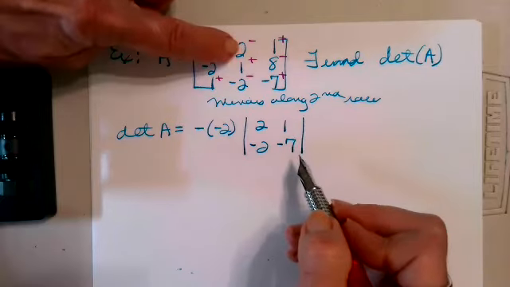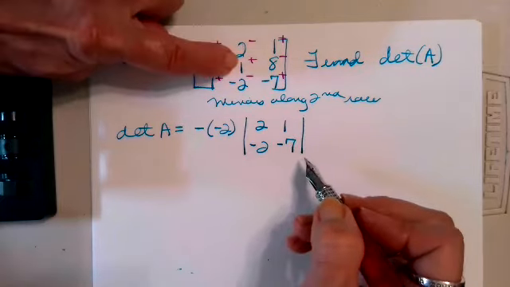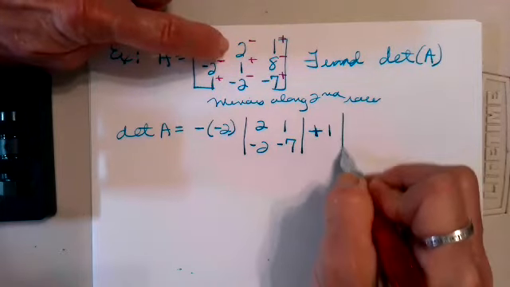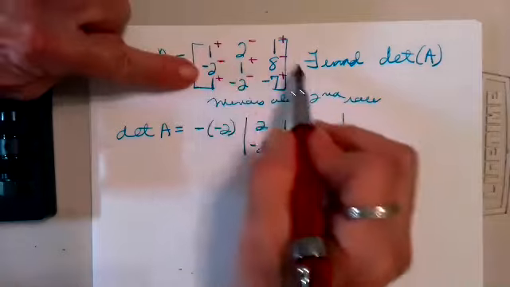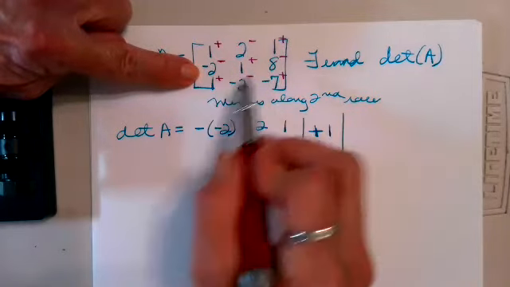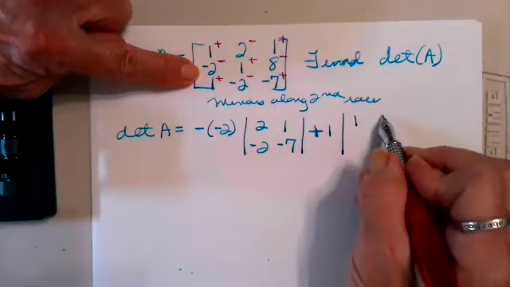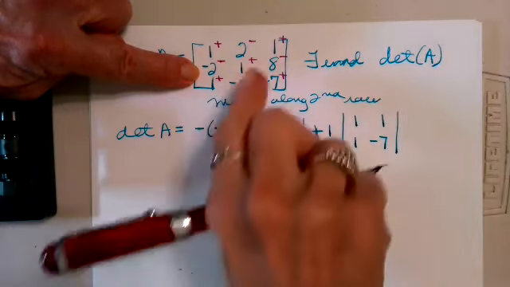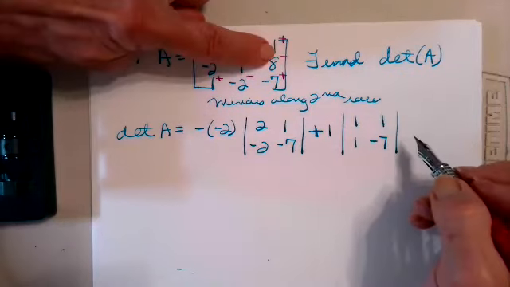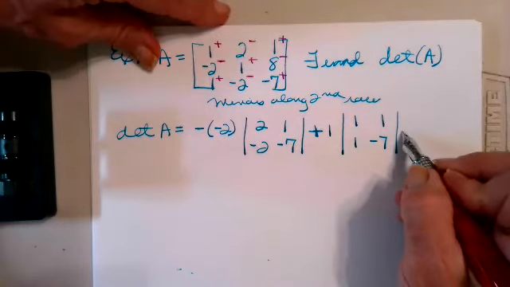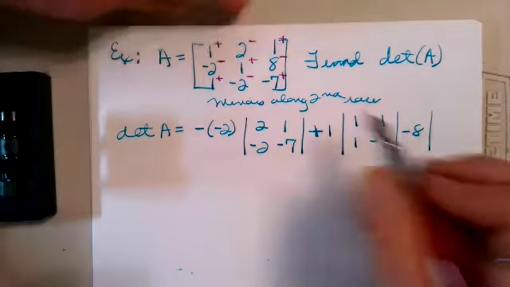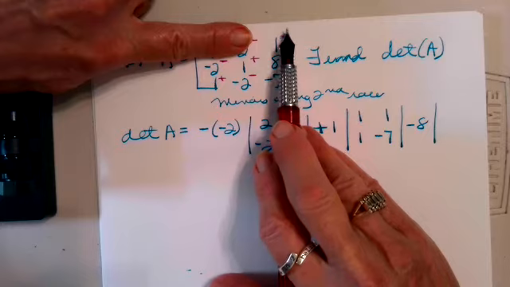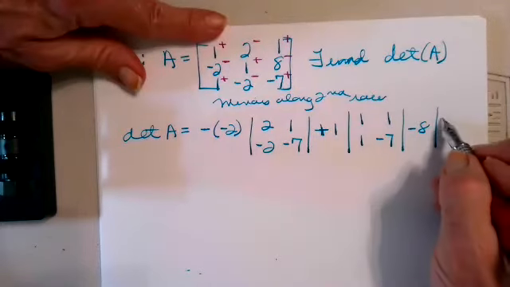Okay, so I said I'm going across the second row. The next one is a 1, and it comes with a plus sign. Delete the row and the column containing 1. That'll leave me 1, 1, 1, minus 7. And then the last entry is an 8, but that came with a minus sign, so I get minus 8 times delete the row and the column containing 8. That one I can show you. You'll get minus 2, 1, 1, minus 2.